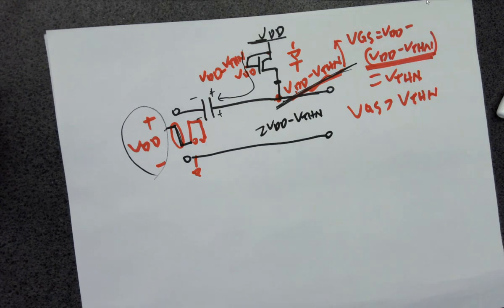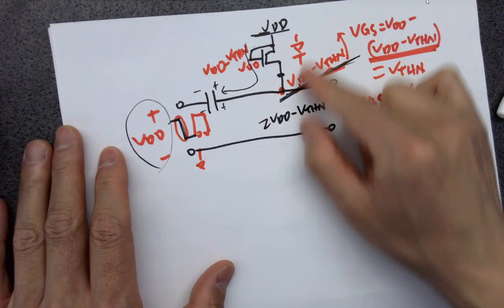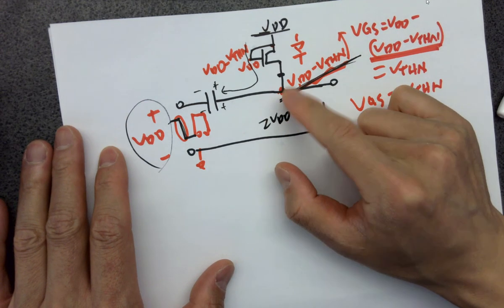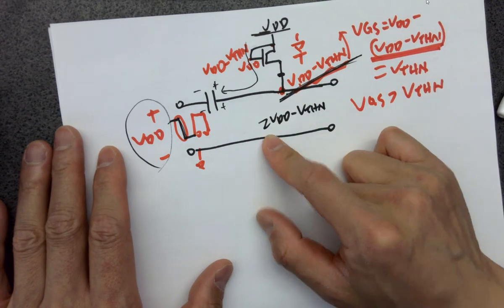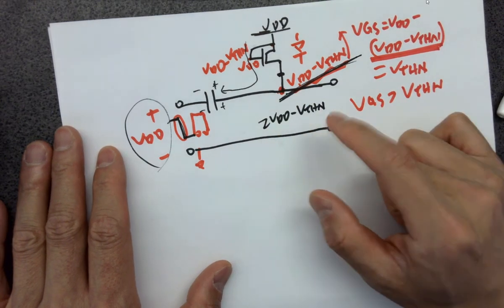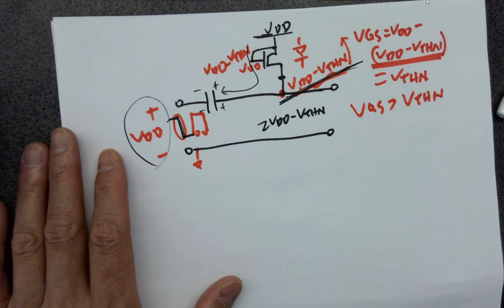Okay, so the ultimate goal for this lecture is, whenever you see a circuit like this, you should know that the output voltage swings between VDD minus VTHN to 2 VDD minus VTHN. That's the conclusion here.